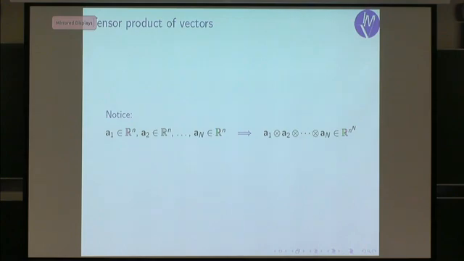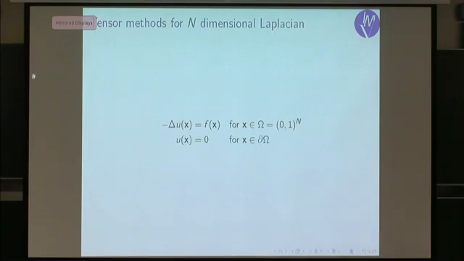So what we have done, we had a relatively small number of vectors which are relatively small, and ended up with a vector that is huge. And the idea of tensor methods is exactly the opposite. We need to handle some huge vectors, but we will try to approximate them as a tensor product of a small number of relatively small vectors. So let me explain this in more detail.